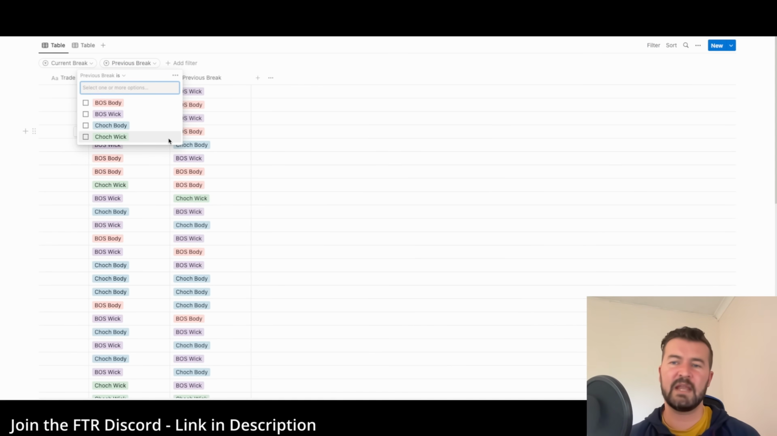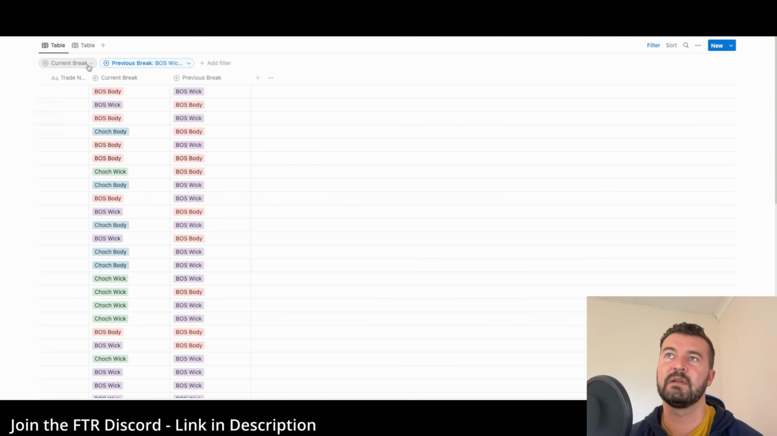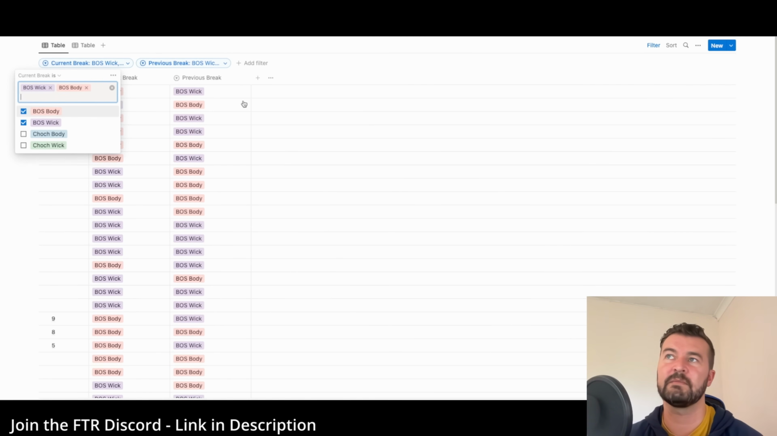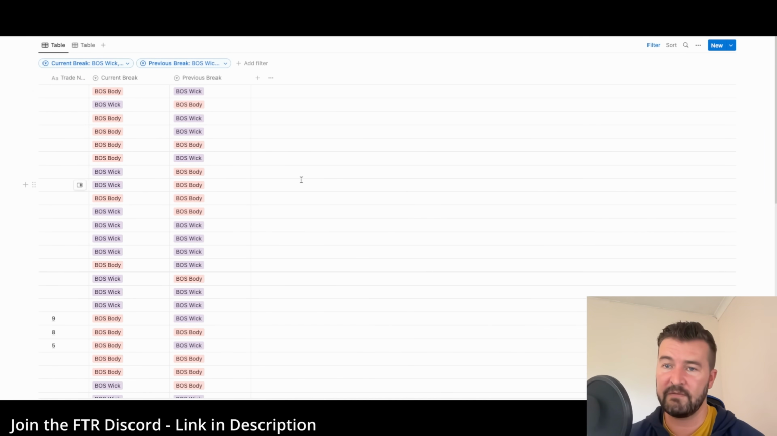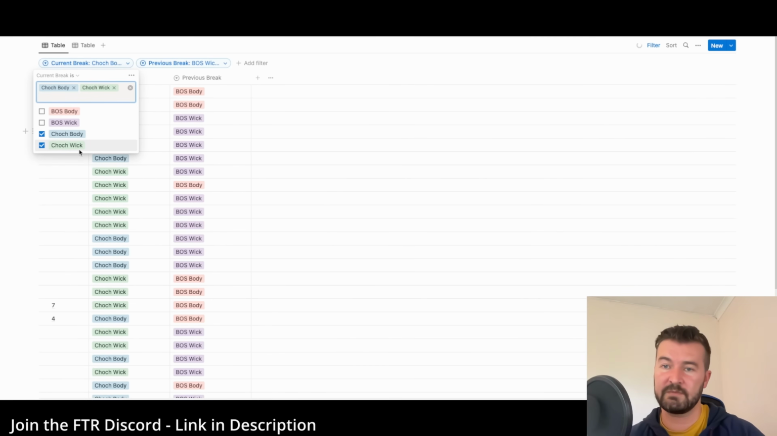So the next figure which I want to know: if we've had a BOS break, what are the chances that it just leads into another BOS? Bear in mind there's 81, so we're now doing a count out of 81. How many times is there another BOS? 50. All right, so that's a good figure. Again, about 65%.